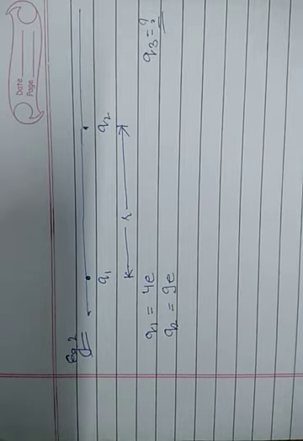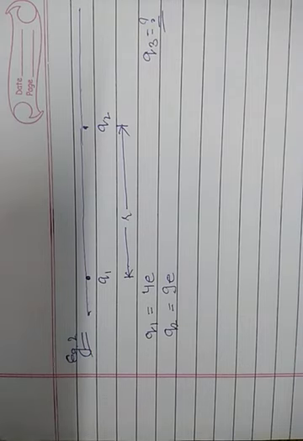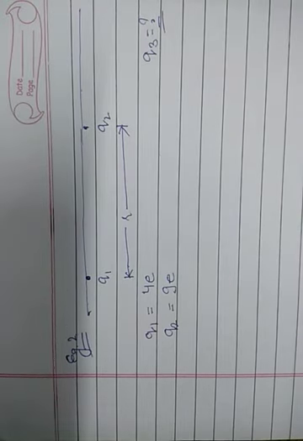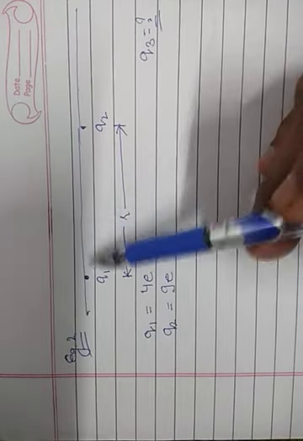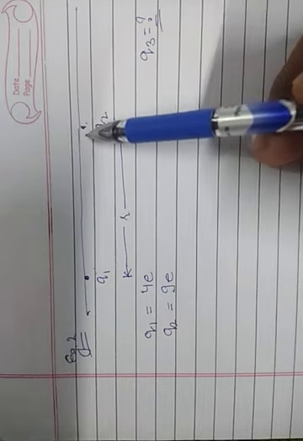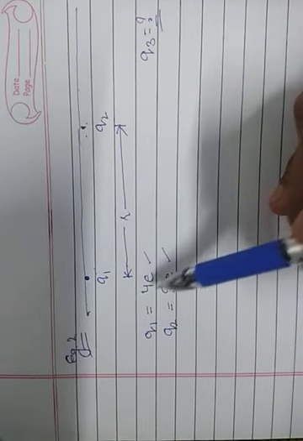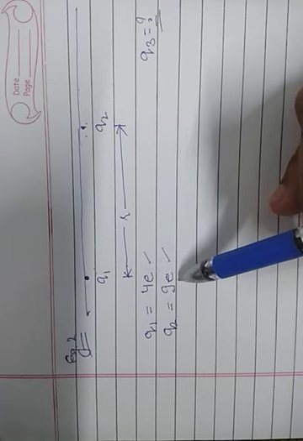We have to place a charge q3 such that q3 is in equilibrium. Just listen to this word: q3 is in equilibrium. Okay, so remember one trick: if two charges are of similar sign, here this is positive, this is also positive, or if this is negative, let this be also negative.